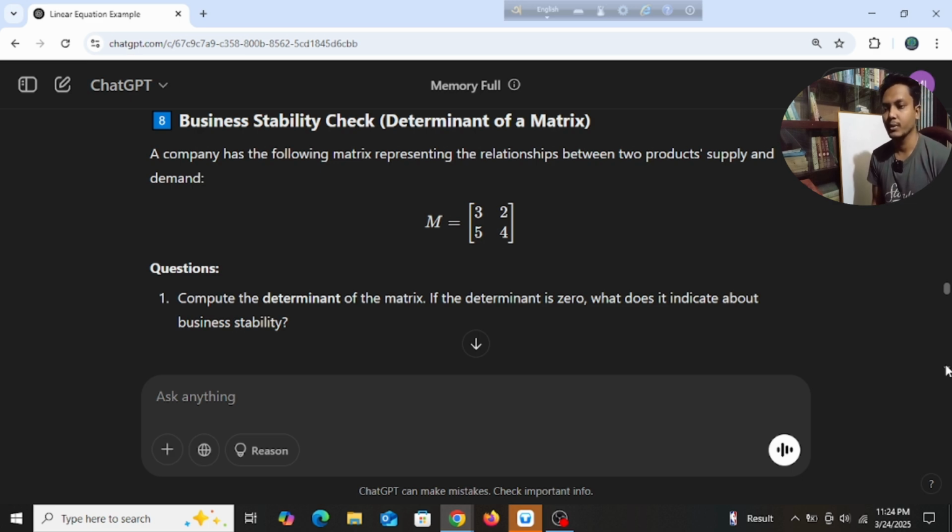The next problem we have is a business stability check, determinant of a matrix. A company has the following matrix representing the relationships between two products, supply and demand. So this is the matrix. Compute the determinant of the matrix. If the determinant is 0, what does this indicate about business stability? We need to see this answer, guys.